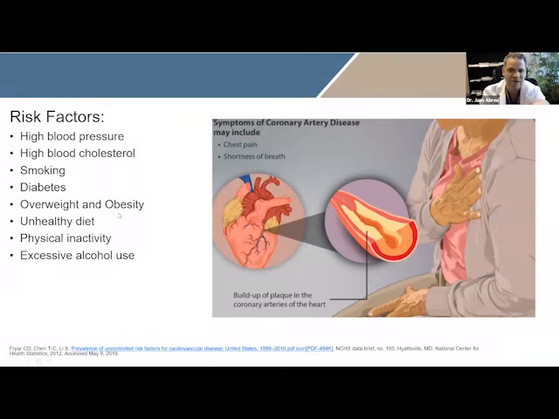Now, overweight and obesity. They play a role, because usually these are linked to the above factors. Usually they are linked to high blood pressure. Usually they are linked to high blood cholesterol. And in general, usually they are also linked to some types of diabetes, all right? So overweight and obesity are major problems in our society these days.